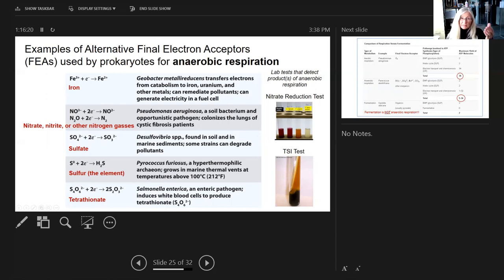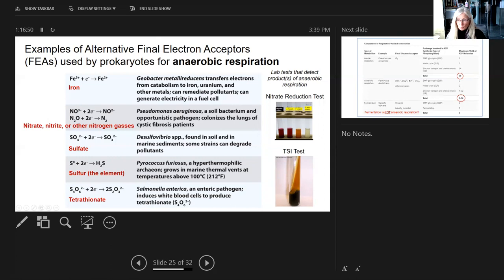If those chemicals are present, if you have a food source, an electron donor, and one of these things as an electron acceptor, and you are a bacteria that has it hardwired into your DNA to produce the enzymes that allow you to transfer those electrons to these alternative electron acceptors, you can survive anaerobically. And we can look at that. Again, this is a trait. These are traits that we can measure in the lab by doing tests for anaerobic respiration.